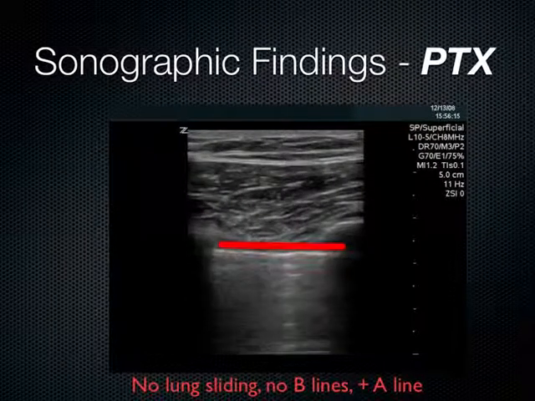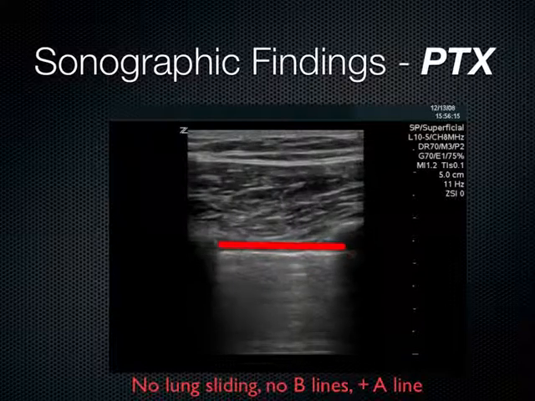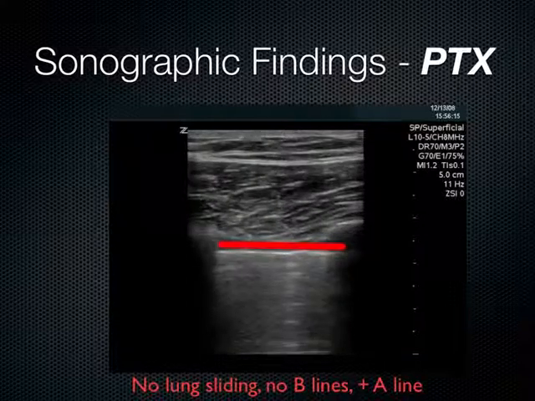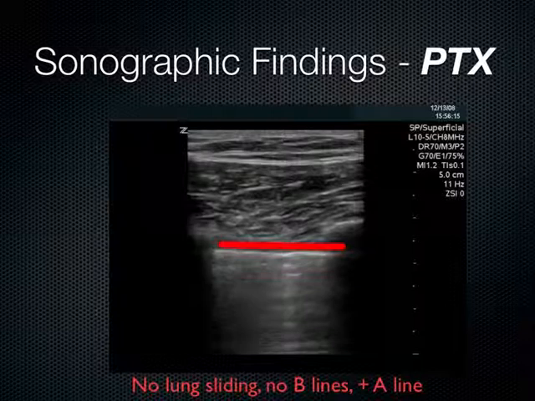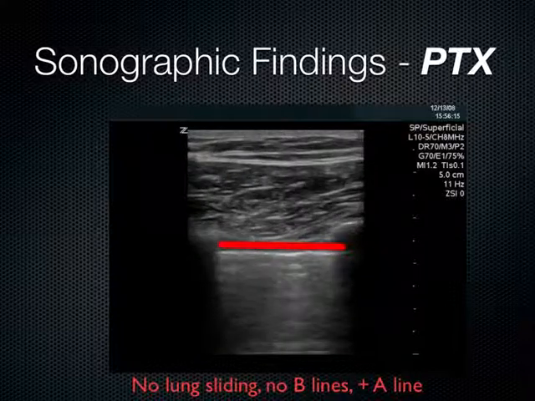A lines can be seen in either aerated lungs or in pneumothorax. It doesn't tell you where the air is. It can be either in the lung or outside the lung, but it does tell you there's air.